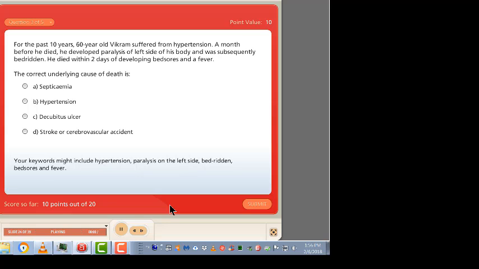The correct underlying cause of death is A. Septicemia, B. Hypertension, C. Decubitus ulcer, D. Stroke or cerebrovascular accident. Your keywords might include hypertension, paralysis on the left side, bedridden, bed sores, and fever.